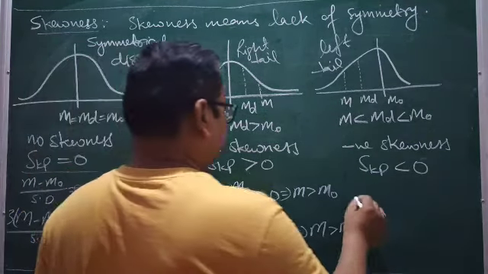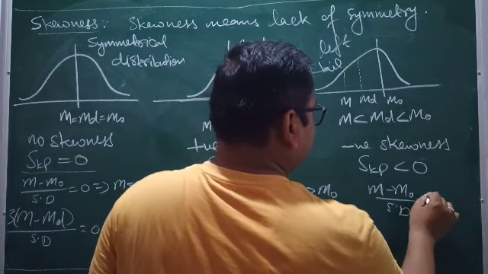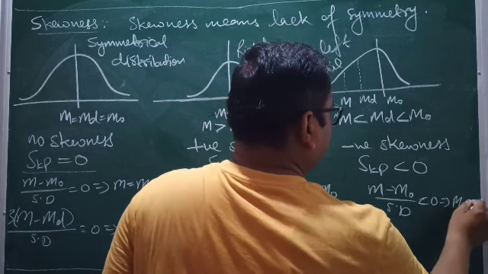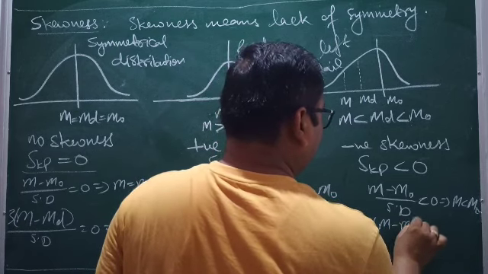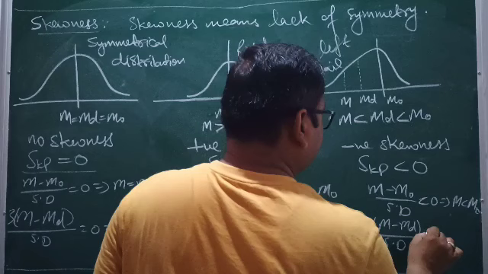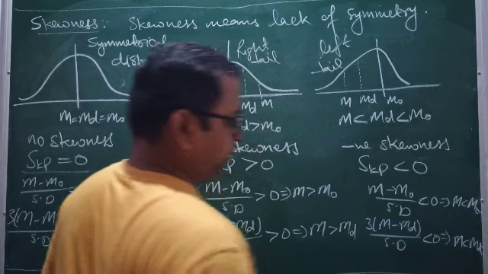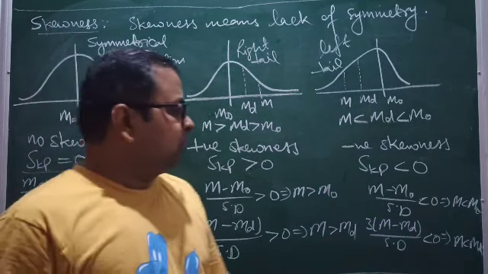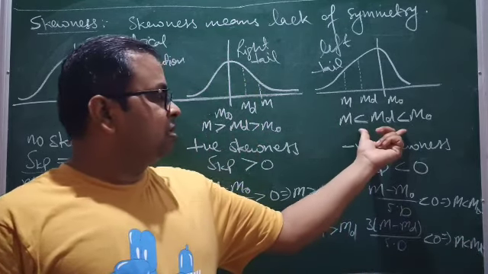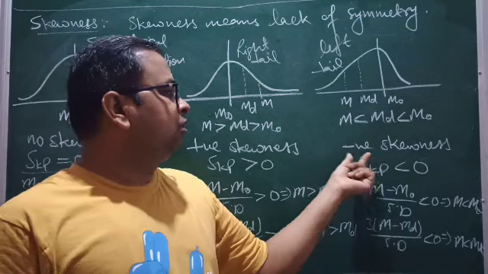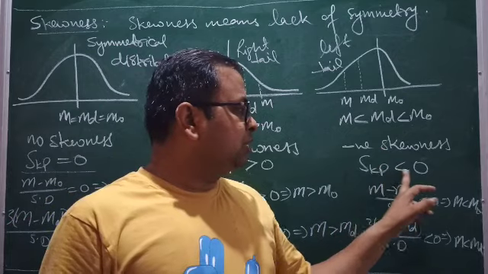And the last one, mean minus mode upon standard deviation is less than 0. It means mean is less than mode. If you use another formula, 3 times mean minus median upon standard deviation is less than 0, it means mean is less than median. So we see here, if mean is less than mode and mean is less than median, this case arises in a left tail curve, and there is negative skewness in the distribution and the Karl Pearson coefficient is less than 0.